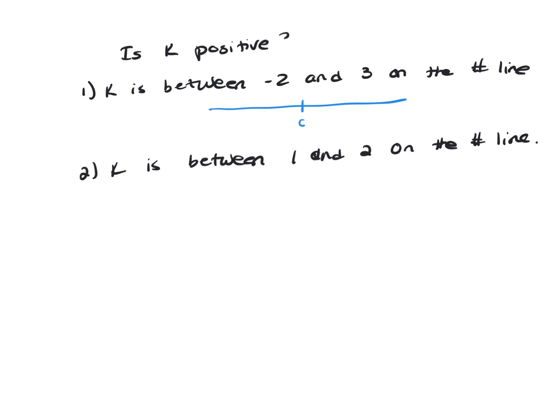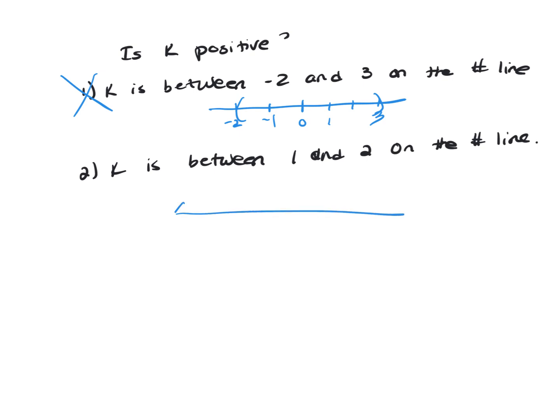If this is 0, there's -1, -2, and 1, 2, 3. So K is somewhere in between. Well, K might be -1 or K might be +1. So that doesn't work because you have choices there that are either negative or positive. Forget clue 1. Look at clue 2.